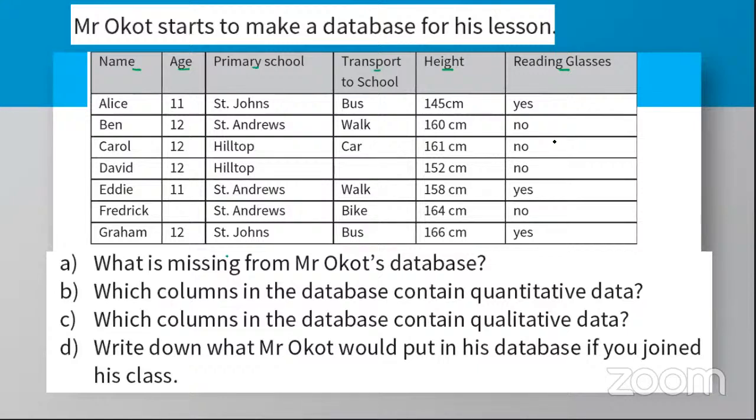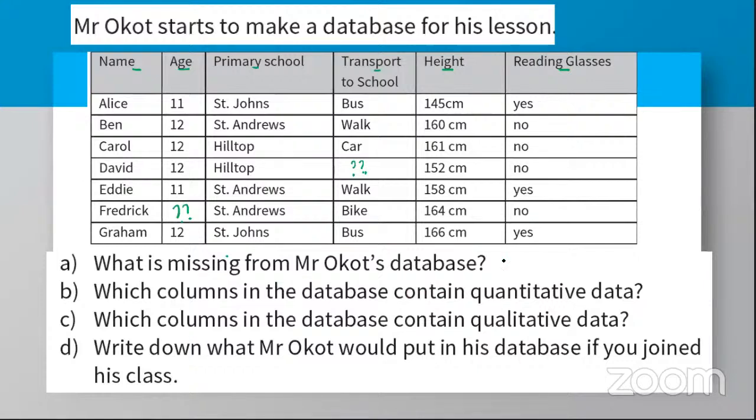Yes, Ruth. What is missing? The age of Frederick is missing. And the transport that David used, the means of transport which David used to go to school. Any other missing? That's all that is missing. Okay, so that is what is missing out in our table.